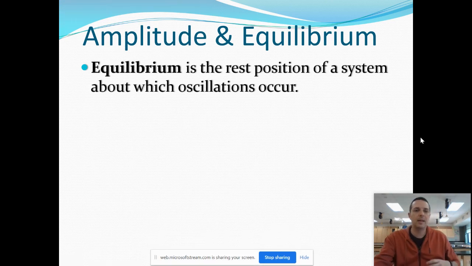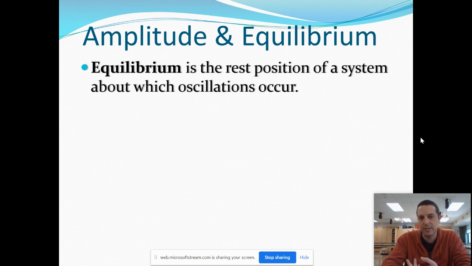All right, class, let's talk about amplitude and equilibrium, which are both things that you have to understand about any oscillating system. First, let's tackle equilibrium. Equilibrium is the rest position of a system about which the oscillations occur. When we talked earlier about the block of wood resting in the water, equilibrium would be where the block is resting if nothing else is acting on it.